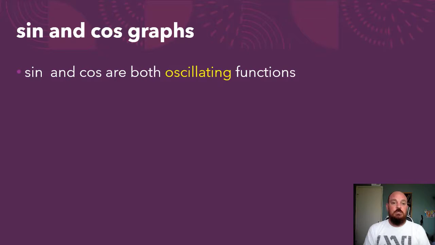So the first thing we want to do is realize that sine and cosine are both what we call oscillating functions. And the word oscillate means to go back and forth repeatedly, basically forever. So a good real life example of oscillation would be like the hand on a grandfather clock that swings back and ticks every second away. That's an oscillating real life situation. Things like that, a pendulum. But basically sine and cosine are both oscillating.